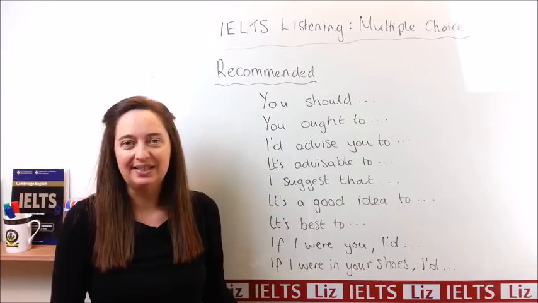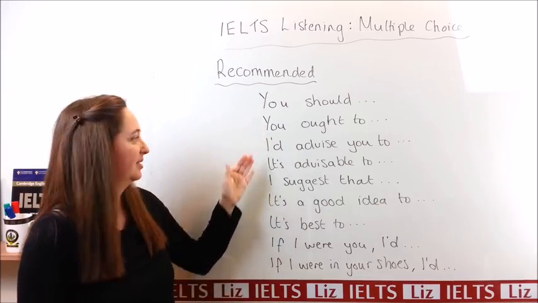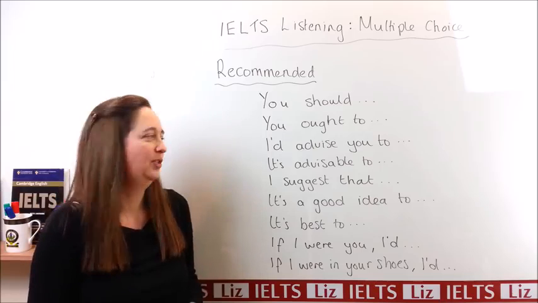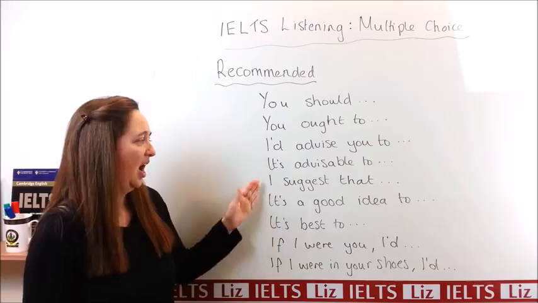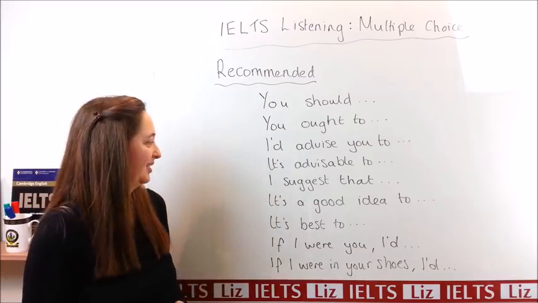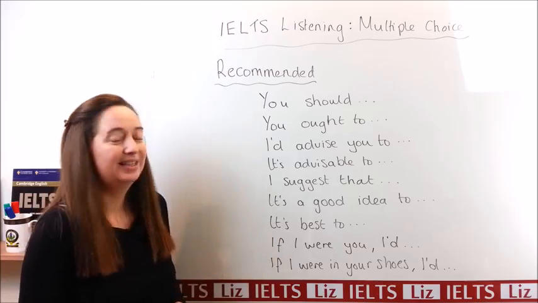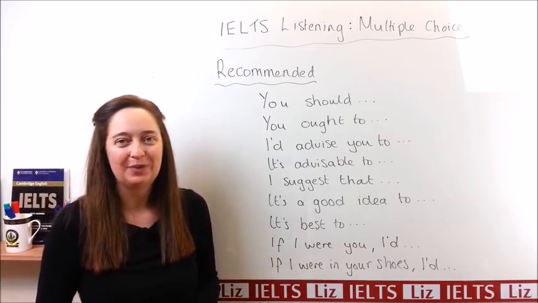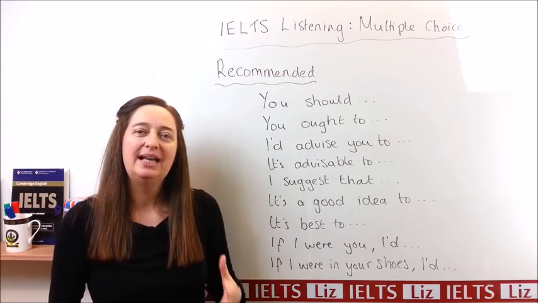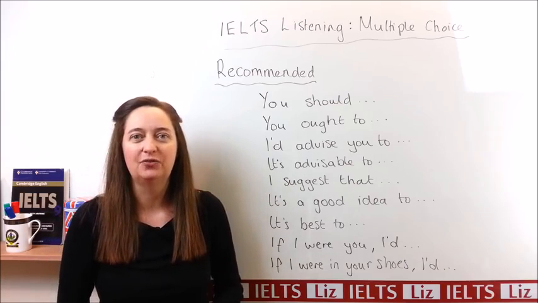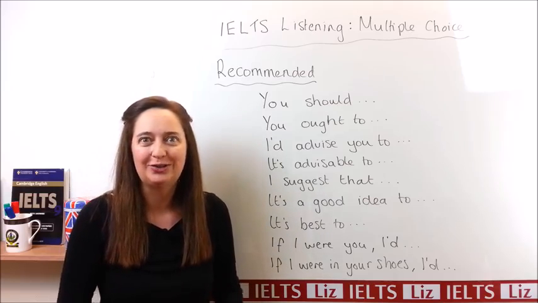Of course the opposite, you turn it to a negative. You shouldn't, you oughtn't, I wouldn't advise you to. It's not advisable to. I don't suggest that. It's not a good idea to. I wouldn't if I were you. Or if I were in your shoes, I wouldn't. Now let's have a look at paraphrases for being allowed to do something, so something you can or can't do.